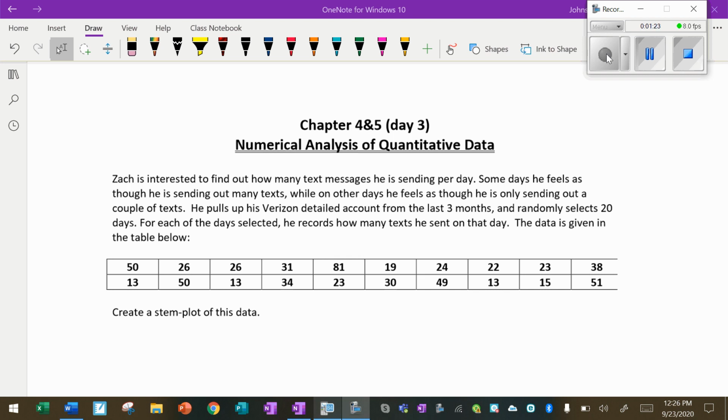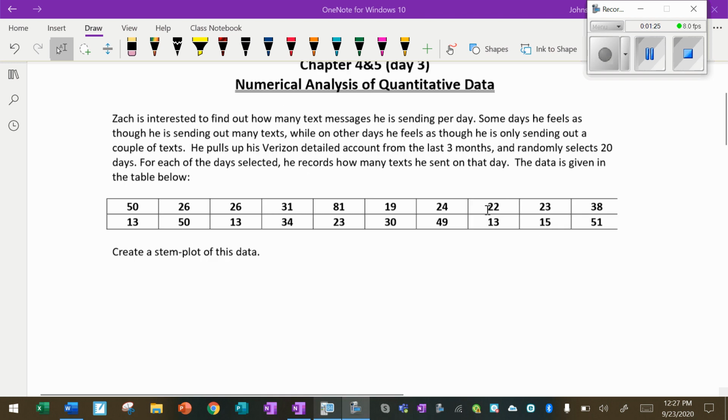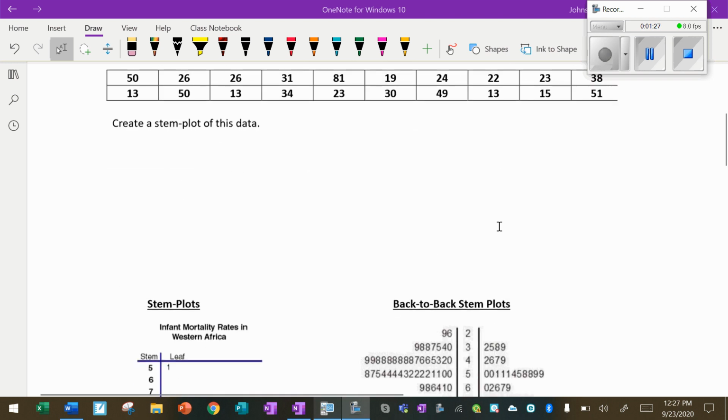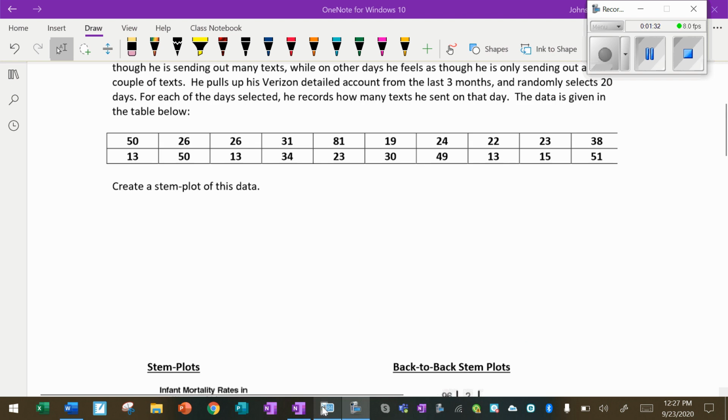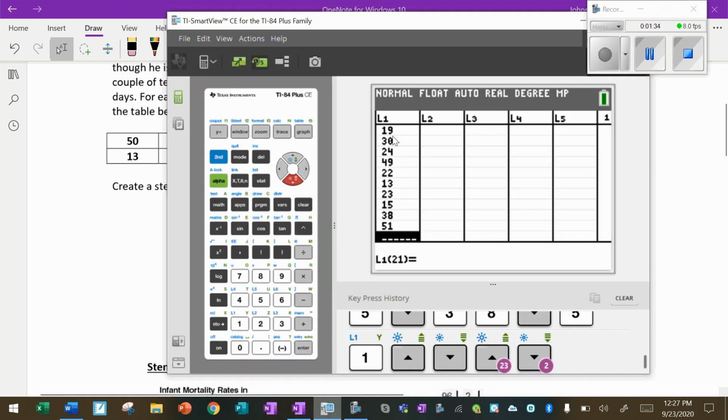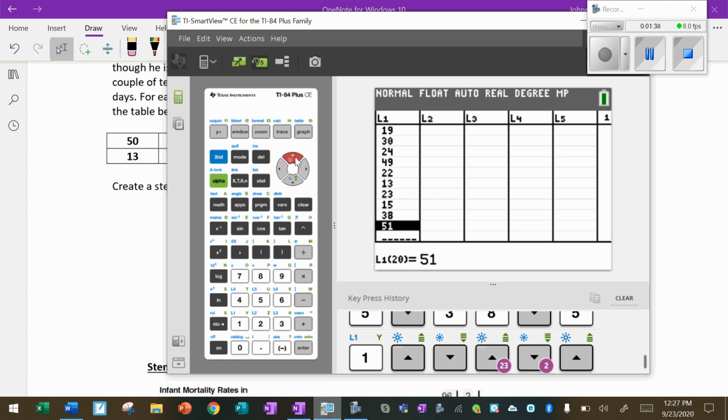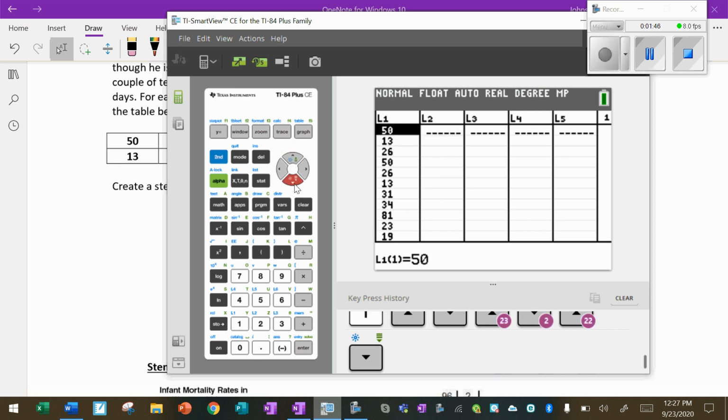All right, so now that you have that data in your calculator, in order to create a stem plot, what we really want to do is put that data in order. Right now, your data is probably not in any kind of order. Depending on how you put it in, the first data value, mine's 50, I did each column. So we want to put this data in order so it's easier to work with.